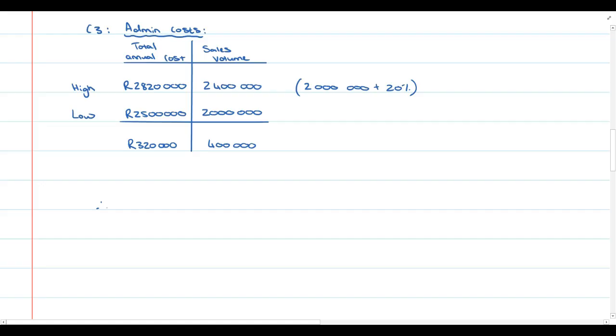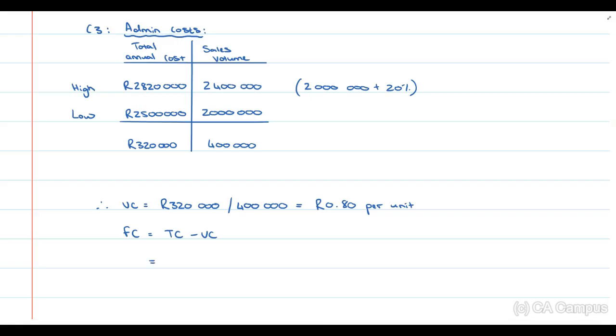Then remember, we calculate the variable cost by taking the difference in cost and dividing by the difference in sales volume. So the variable cost is 80 cents per unit. Then the fixed cost is going to be the balance. So if we are trying to calculate the fixed cost, we take the total cost and we deduct the variable portion, and that will leave us with the fixed portion.